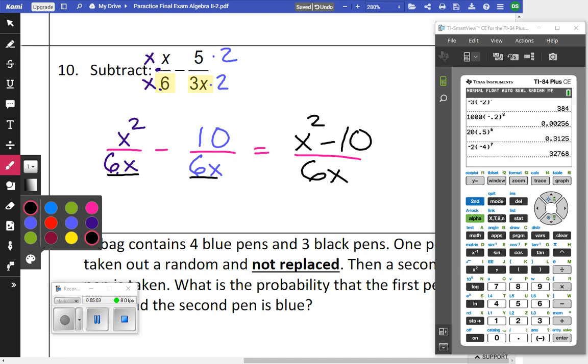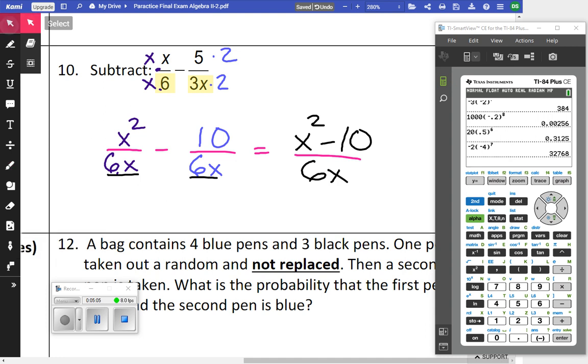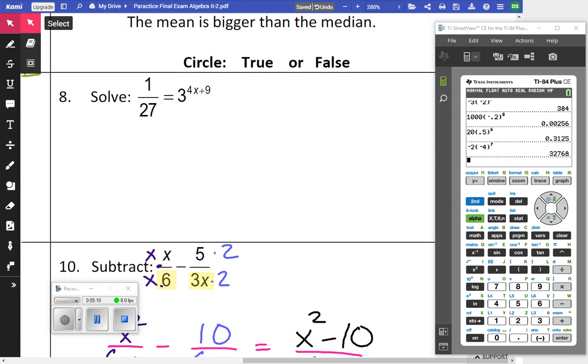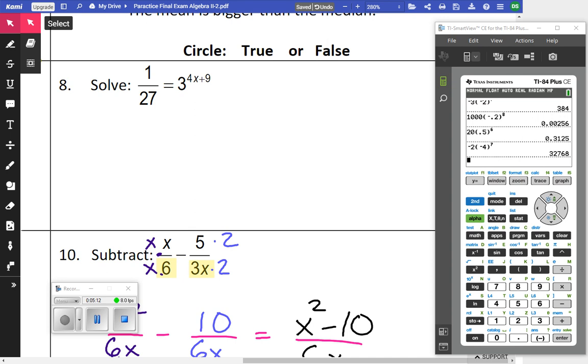Which other ones in particular do we want to look at? Is there one that you guys were looking at that you thought you needed more help? 8. I got a lot of questions on 8. Let's do 8. All right?